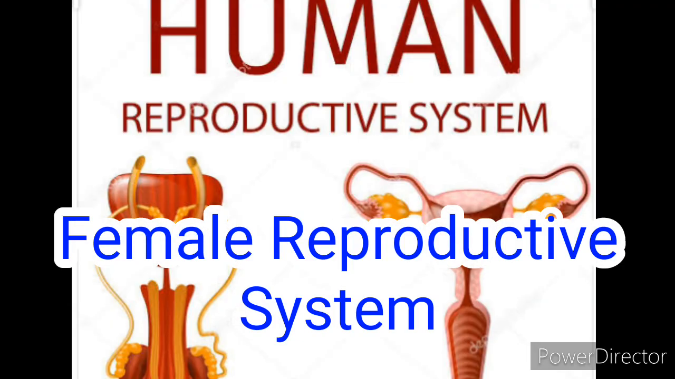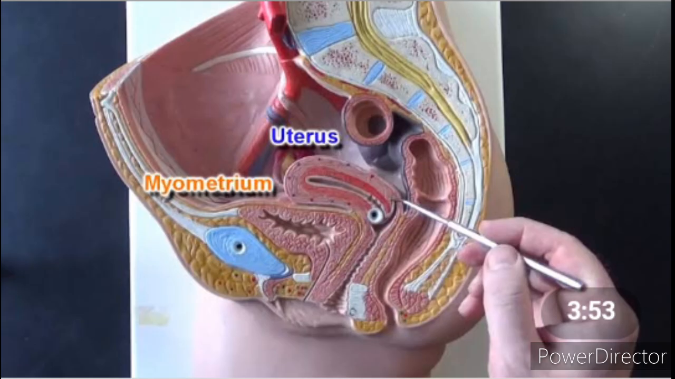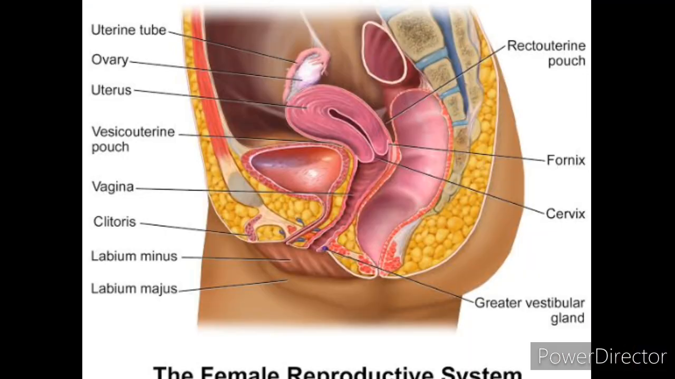The female reproductive system consists of the following: the primary sex organ called the ovary. The secondary sex organs consist of the accessory ducts and accessory glands. The accessory ducts consist of a pair of oviducts, fallopian tubes, uterus, cervix and vagina. Accessory glands consist of mammary glands, and the external genitalia consist of the vulva.